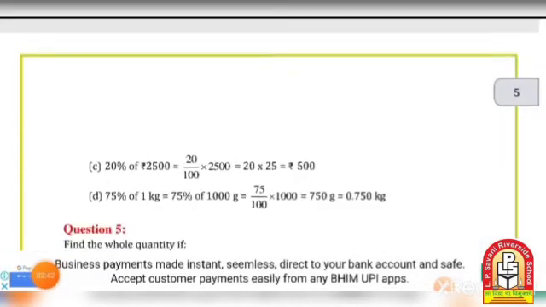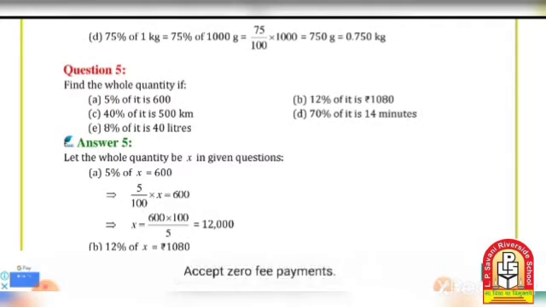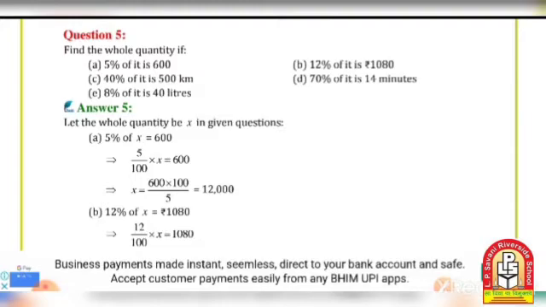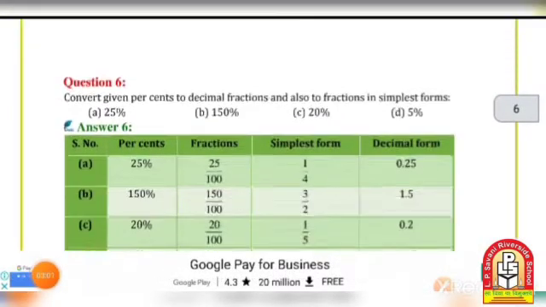Then in question number 5, find the whole quantity if 5 percent of it is 600, then 80 percent of it is 40 liters. So in this way, this kind of problem we have to solve in this chapter.